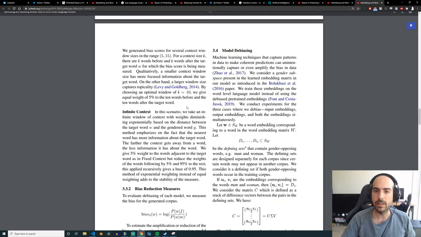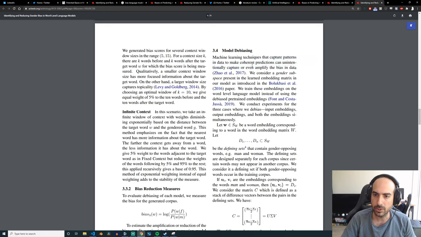Machine learning techniques that capture patterns in data to make coherent predictions can unintentionally capture, even amplify, the bias in data. So we consider a gender subspace in the learned embedding matrix in our model, as introduced by Bolukbasi. We train these embeddings on the word-level language model, and we conduct experiments for three cases where we debias input embeddings, output embeddings, and both embeddings simultaneously.